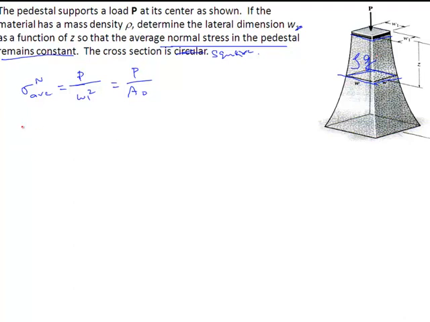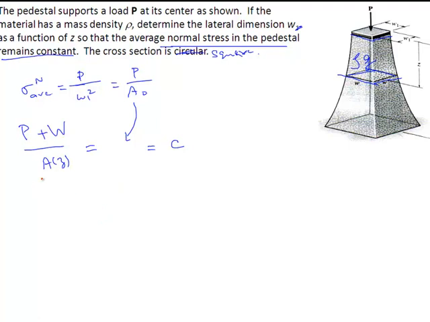So let's write it down. P plus the weight above it, let me call it W, divided by the area at Z, should be equal to this. Let's now call this some C. Okay, we'll change this later.